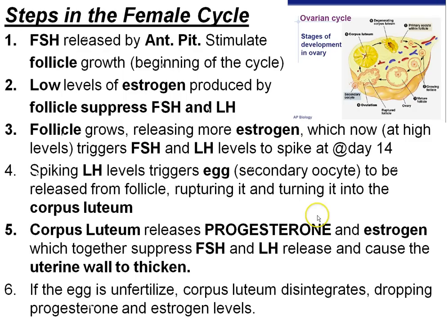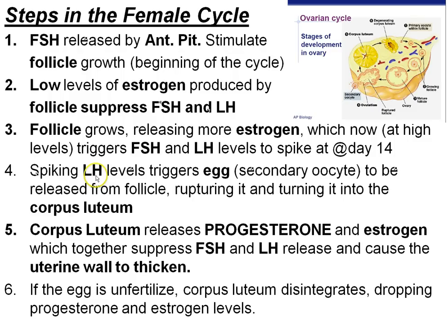Now, this is kind of the confusing part. When the follicle grows some more, it's going to release a lot more estrogen. And now the estrogen at high quantities triggers FSH and LH levels to be released in greater quantities. So at low levels of estrogen, you suppress FSH and LH. At high levels of estrogen produced by the follicle, you produce a lot of FSH and LH. And we're going to see these on a graph coming up. And this happens about day 14.